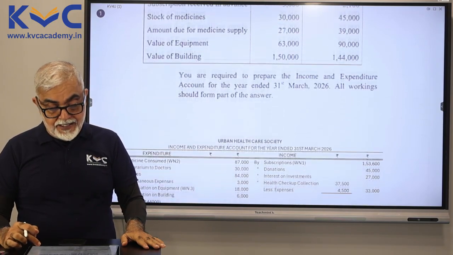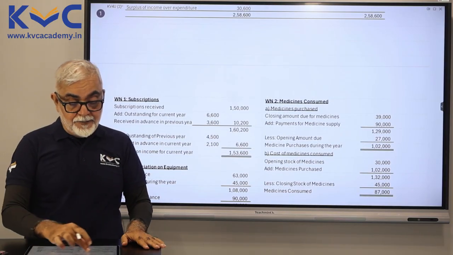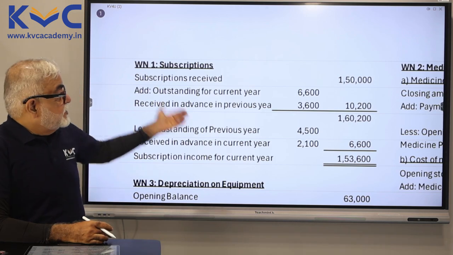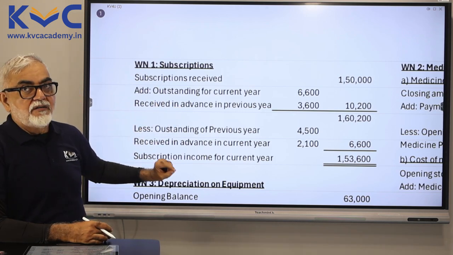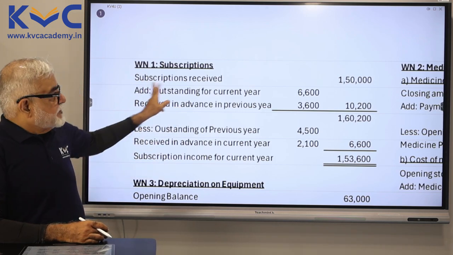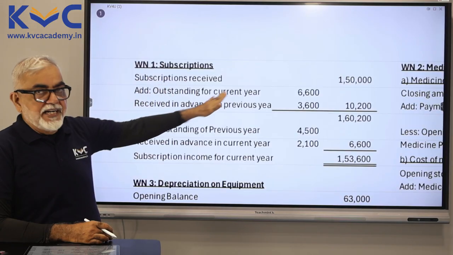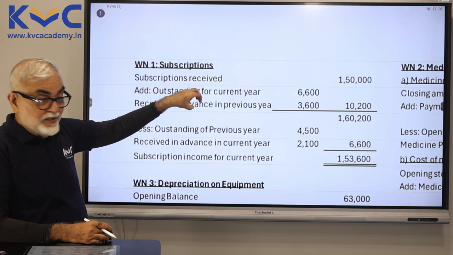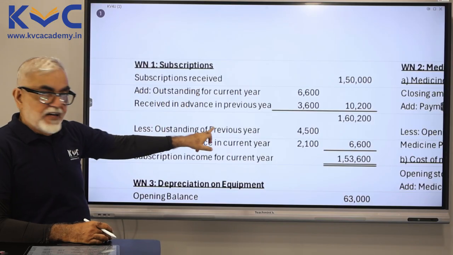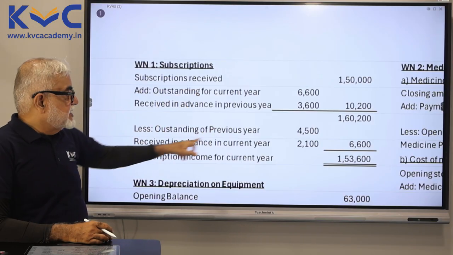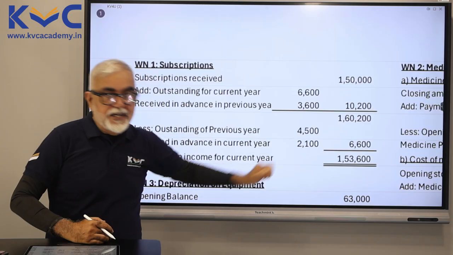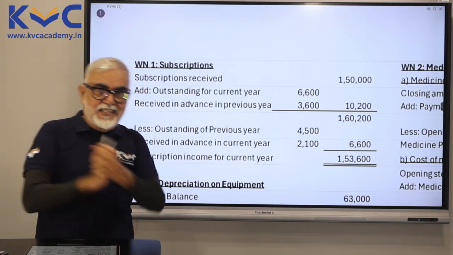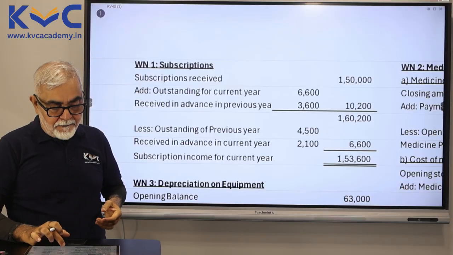So what you have to do here is, these working notes are important. First of all, subscriptions. What relates to this year should be added. What does not relate to this year should be reduced. So subscriptions received, add outstanding of current year, add received in advance in the previous year, because both relate to this year. Less outstanding of last year, less received in advance in the current year. Reduce, you will get your subscriptions. Add what relates to this year and less what does not relate to this year.